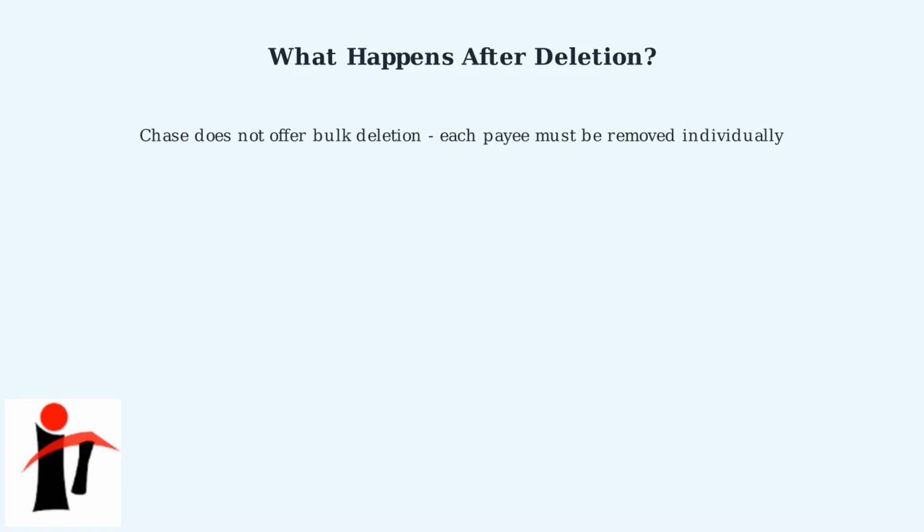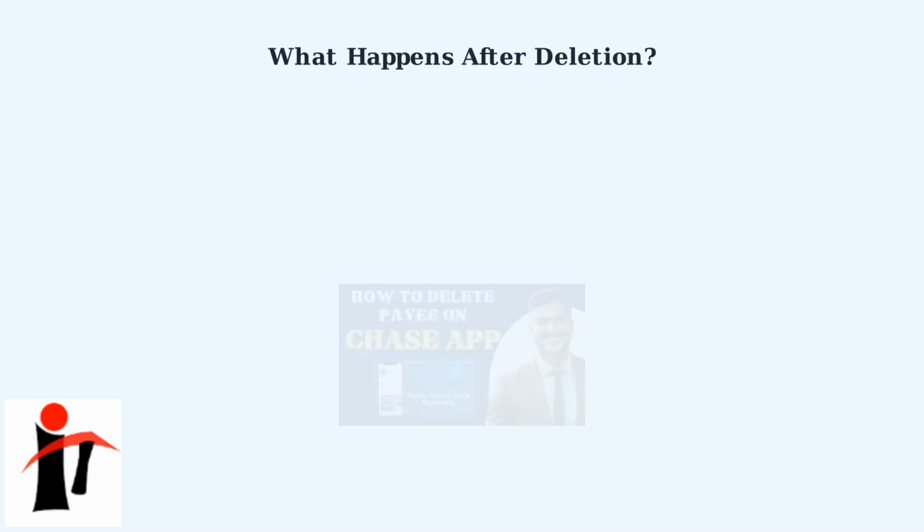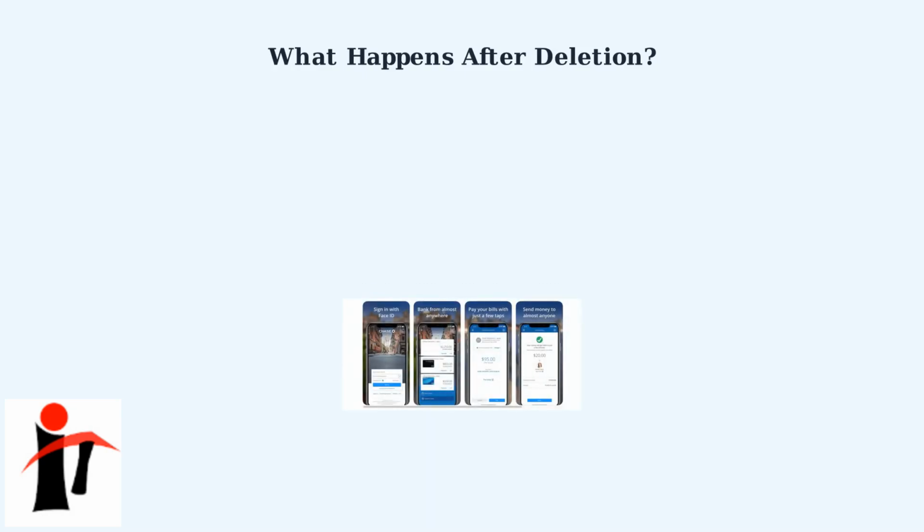Chase's system does not allow bulk deletion of multiple payees at once. Each payee must be selected and deleted individually, which helps prevent accidental mass removals but requires more time for account cleanup. This guide image shows the Chase app interface for managing payees, including the deletion process that leads to these permanent changes. These app screenshots demonstrate the mobile interface where payee deletions occur, showing how the changes affect your transfer options moving forward.